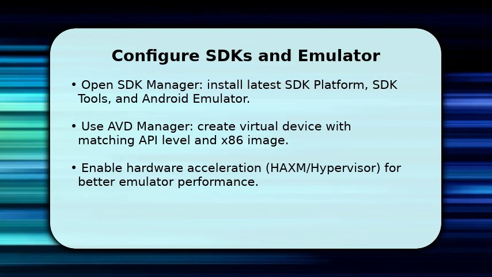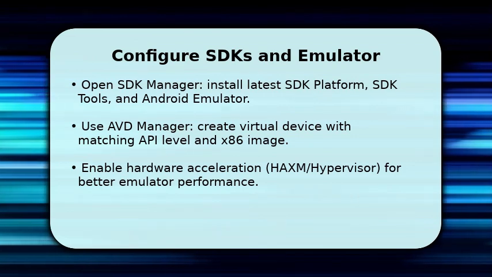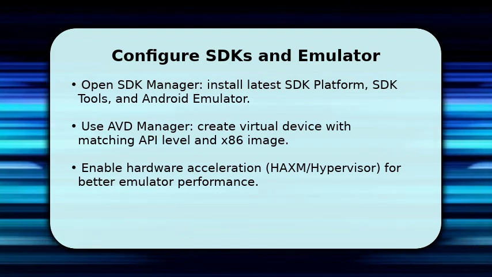Pick a device profile, select an x86 system image that matches your target API level, and allocate sensible RAM and storage. Make sure to enable hardware acceleration: HAXM on Intel Macs/Windows or the appropriate hypervisor on other systems to speed up the emulator. Without it, the virtual device will be noticeably slow.